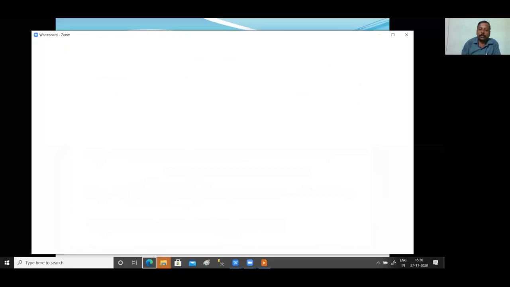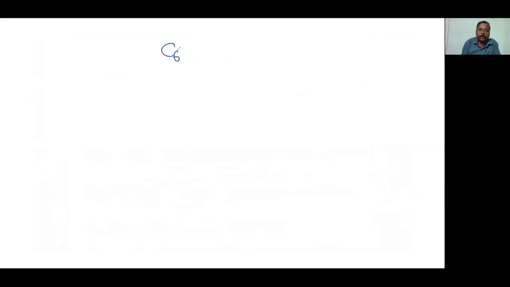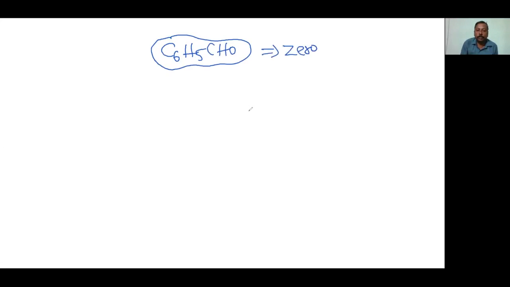Now in the next, here it is written as C6H5CHO. When this question comes, people are still confused even after going for IIT preparation, they are not able to identify. Okay. The answer to this question is 0. Okay. Why is it 0? See, this is the benzene ring. In the benzene ring, it will be like this.